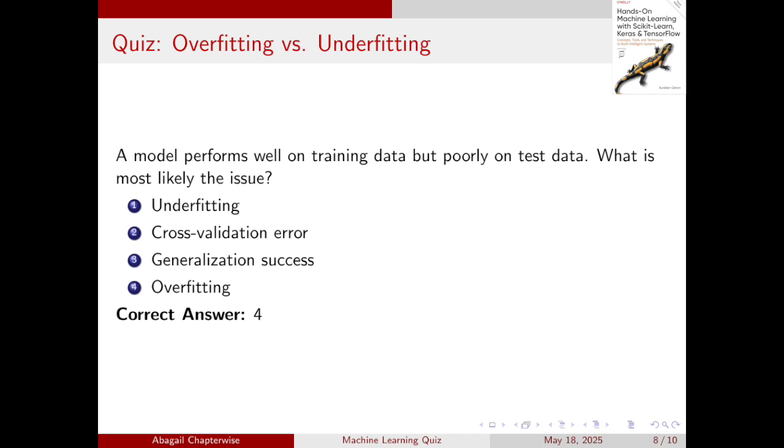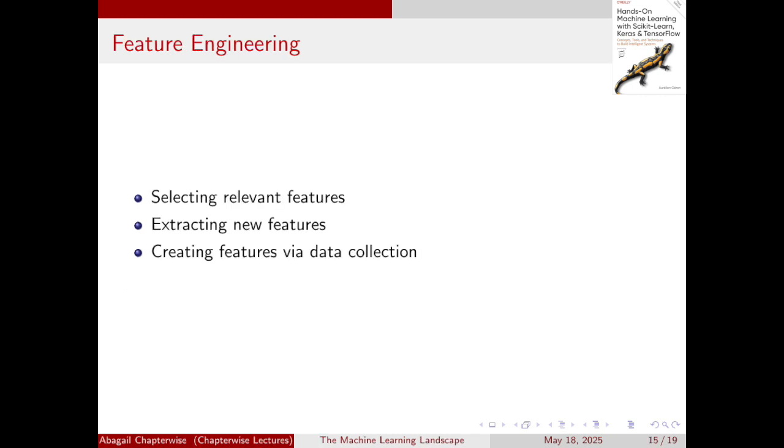The correct answer is 4. Overfitting. The model has memorized the training data instead of learning the general patterns. That's why it fails on new, unseen data. Feature engineering is the process of selecting and crafting the right inputs for your model. This includes selecting only the most relevant features, transforming features into more useful formats, or even creating new features by collecting additional data. Good feature engineering can often make a simple model outperform a more complex one with poor inputs.